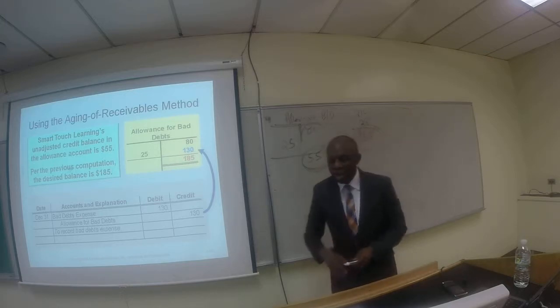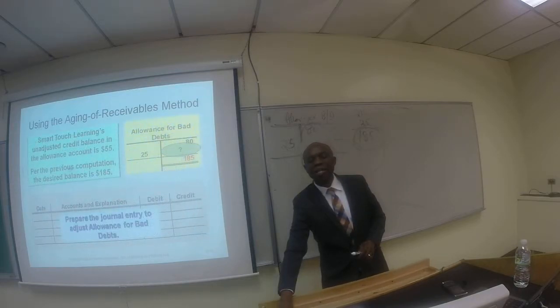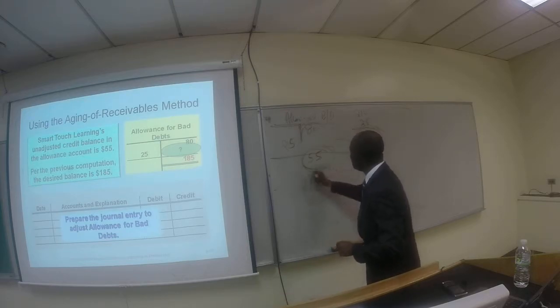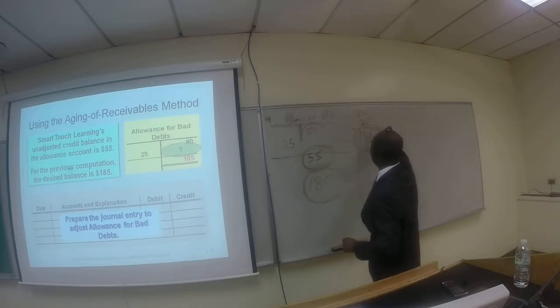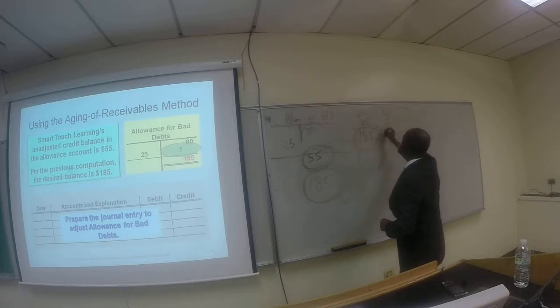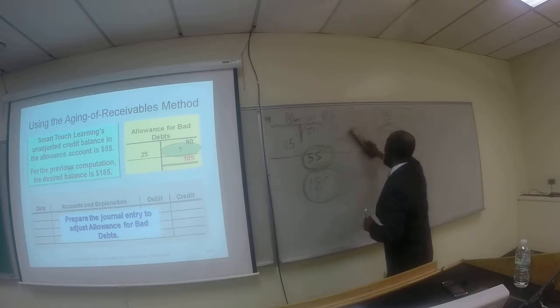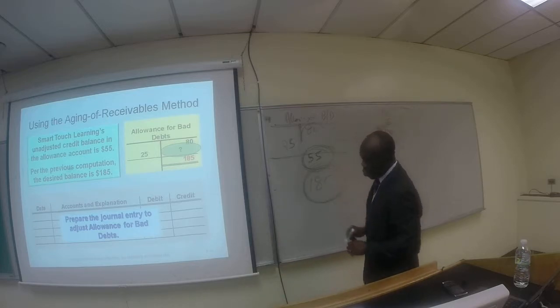Now, by the time we put the receivables into different ages, our target balance is 185. So our desired balance is 185, but we already have $55 credit. In order to get 185 from 55, that will give you 130. So our target balance is 185, and we need 130 adjustment to get to 185.